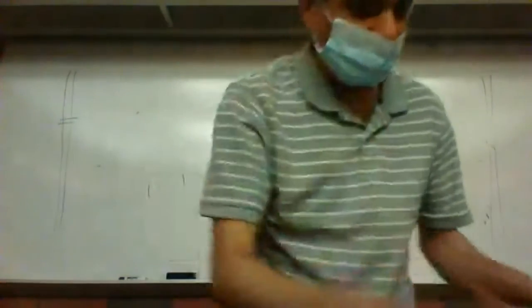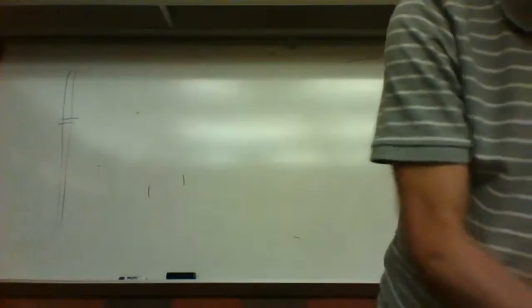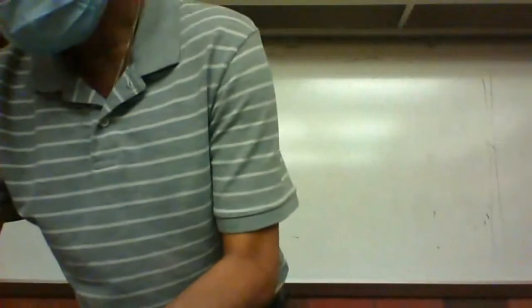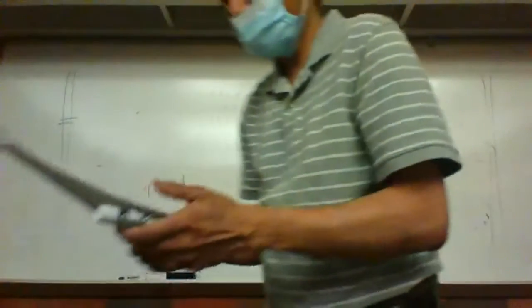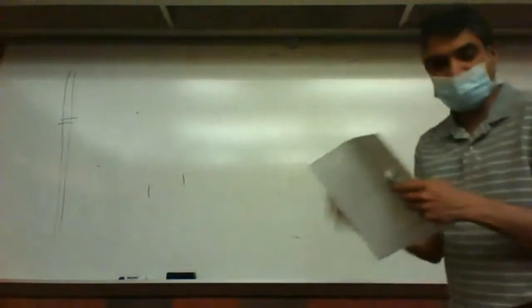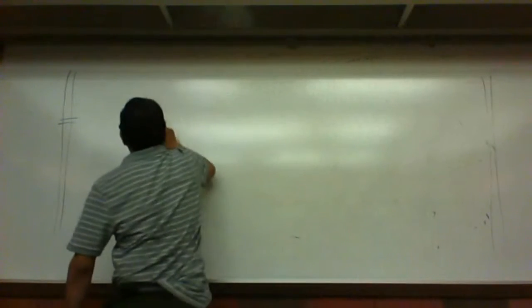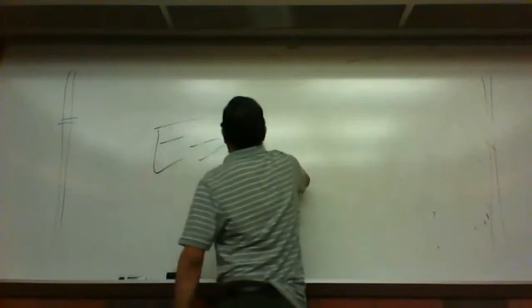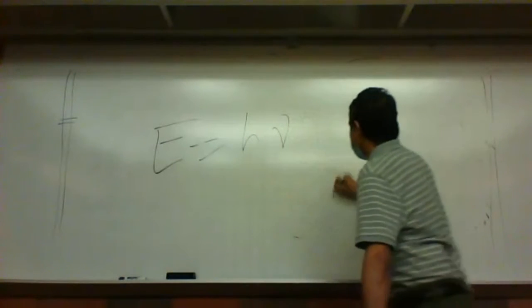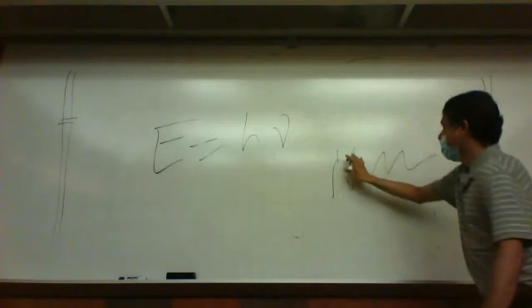Good. Now, this is the slide I just finished. Now, you can just rearrange that equation. So E is equal to h nu. I just gave that equation. E is equal to h nu, right? H is Planck's constant. Nu is the frequency of the light, like this.